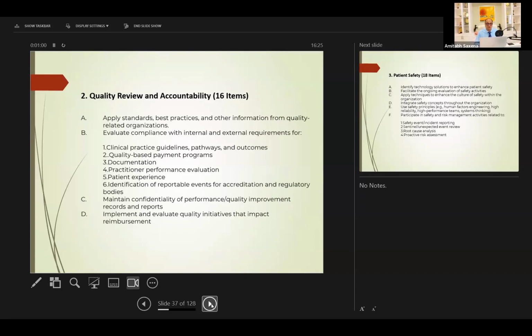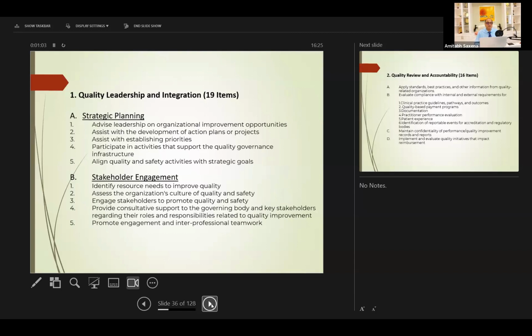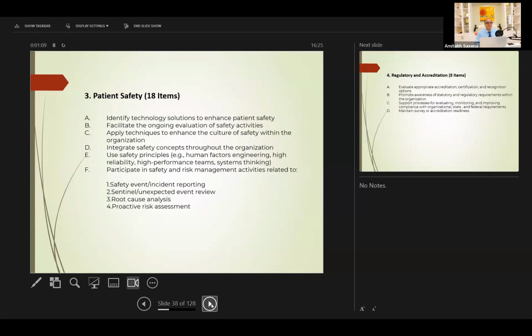16 questions are asked from this module. 19 questions are asked from the previous module, which I was just describing, quality leadership and integration. The next module is about patient safety, which has 18 questions. Here you learn a lot of tools and techniques also, like how to prevent these safety incidents. You learn a tool called FMEA, failure modes and effects analysis.